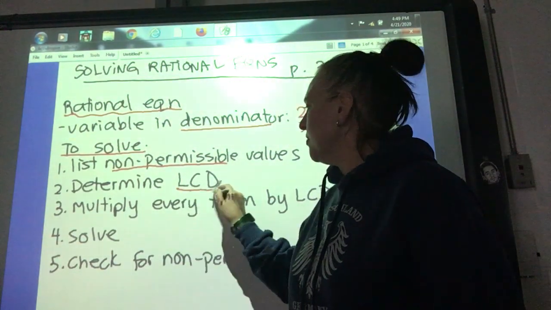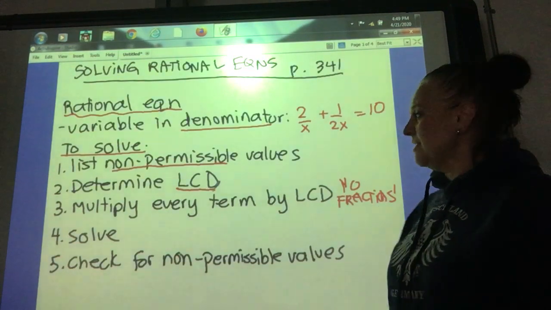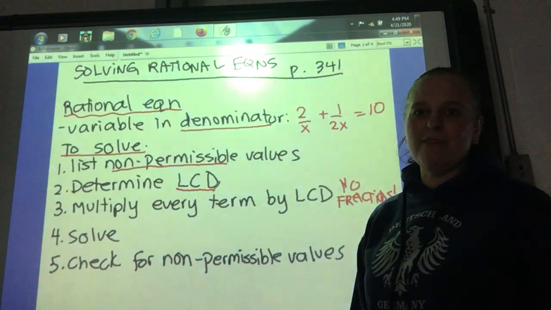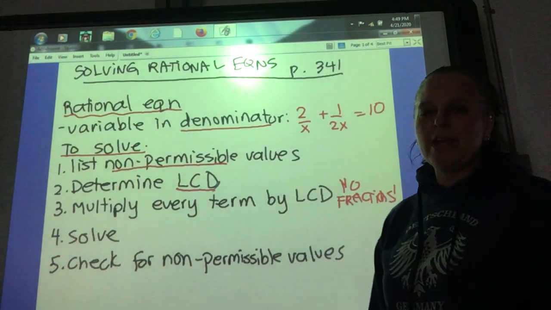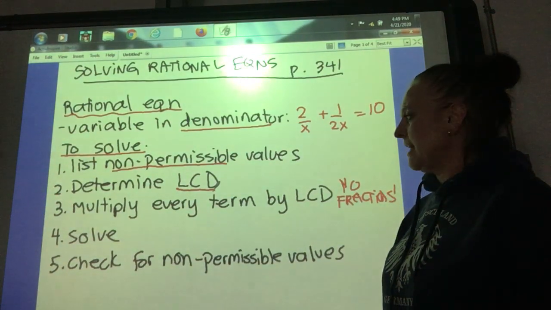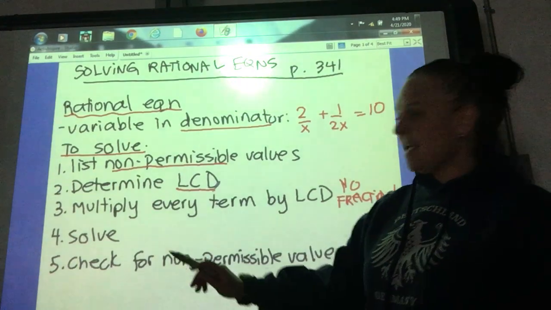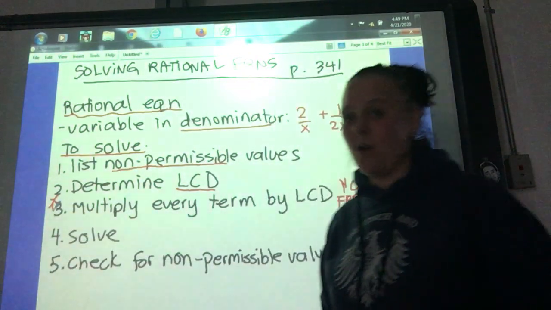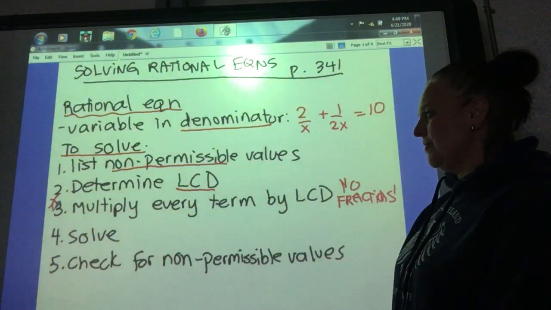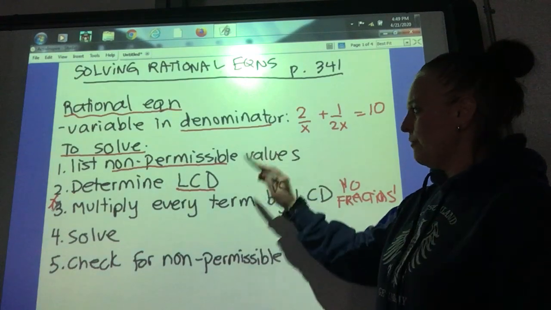Step number 2, determine the LCD. That should be easy as well. You've been doing that since probably grade 7 and 8 math, and you've been doing that those 2 days when you did the adding, subtracting, rational expression. So that shouldn't be that hard. Now, step number 3. Step number 3 isn't hard, but this is where students will have problems. They're okay with step 1 and 2.